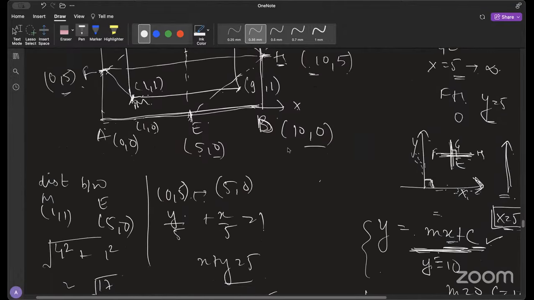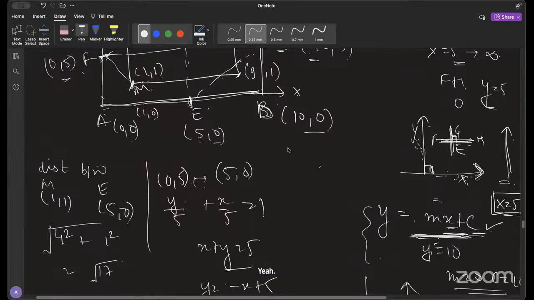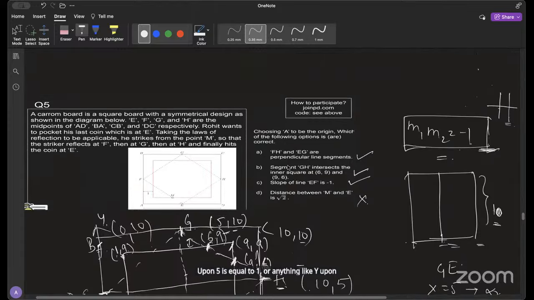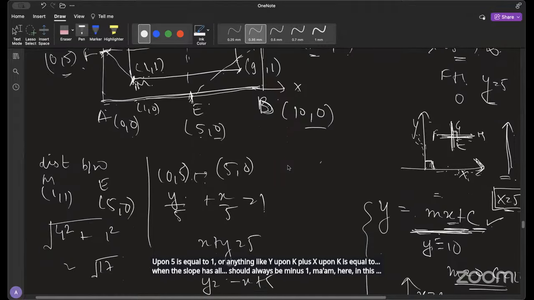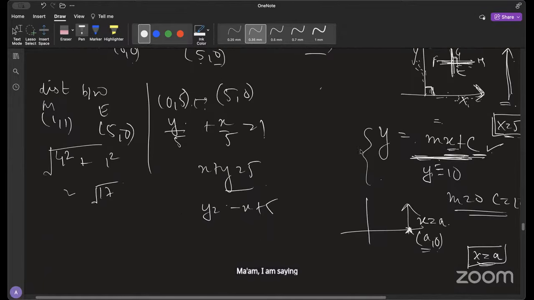Ma'am, if the equation is of the form y upon 5 plus x upon 5 equals 1, or anything like y upon k plus x upon k equals 1, the slope should always be -1, ma'am. I am saying the intercept form of the equation: suppose y upon k plus x upon k is equal to 1. If the intercept form is like that, the slope should always be -1. Yes, it's always -1, because then the k would go on the other side. Yes, ma'am, we just checked.